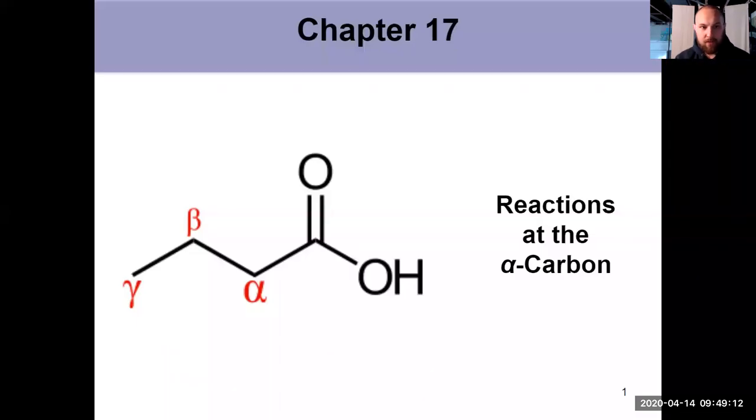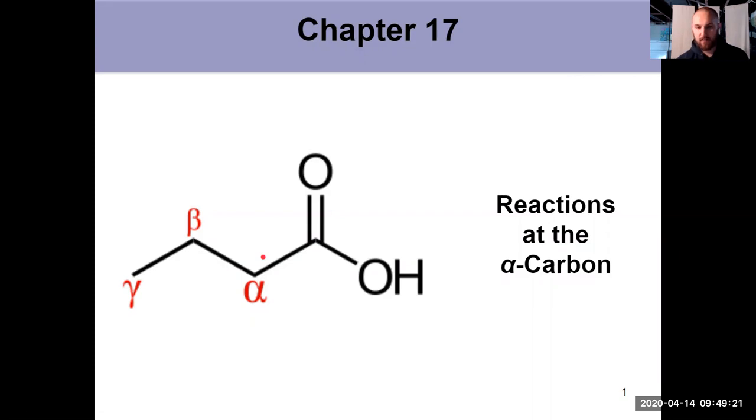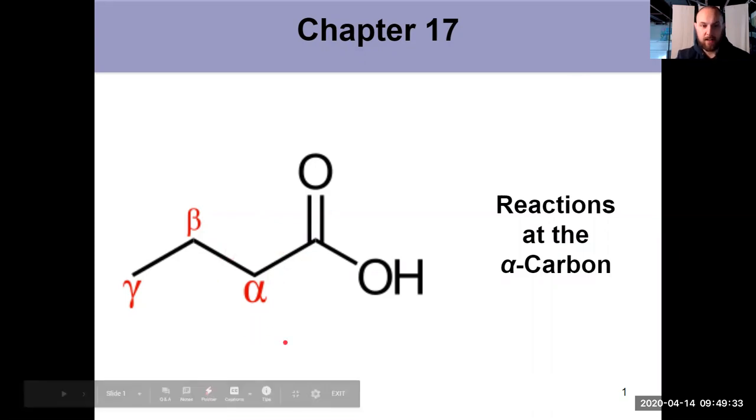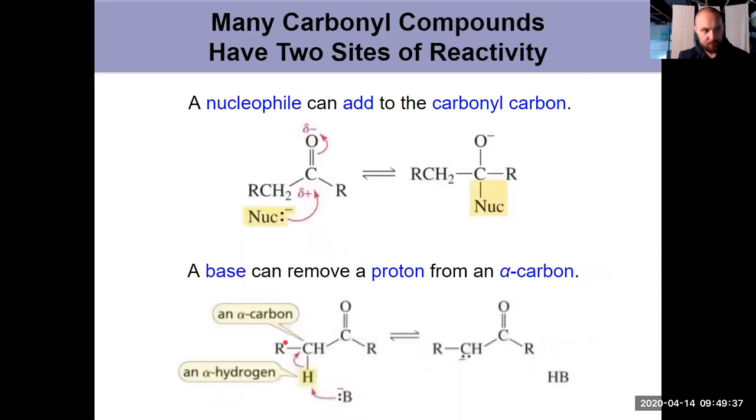In chapter 17, we're going to be paying attention to the alpha carbon on our carbonyl compounds, both aldehydes and ketones from chapter 16 and carboxylic acids and derivatives from chapter 15. Because on this carbon that's adjacent to our carbonyl, we have a whole second site of reactivity that we didn't discuss in chapter 15 and 16.